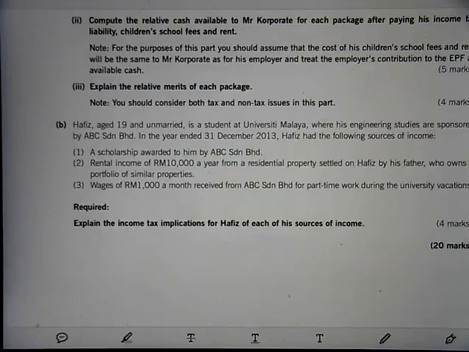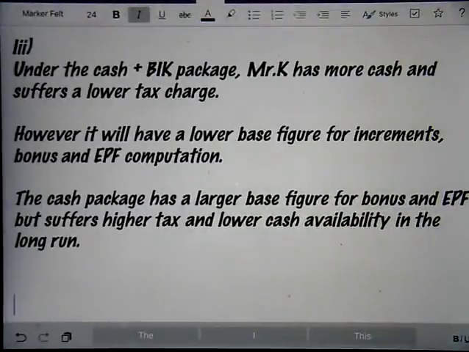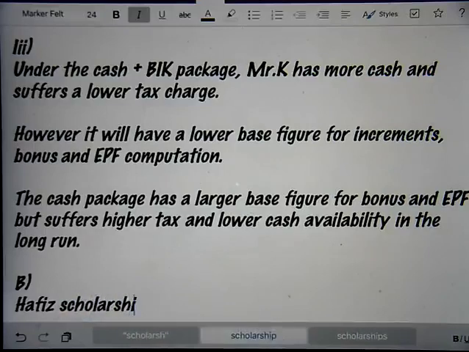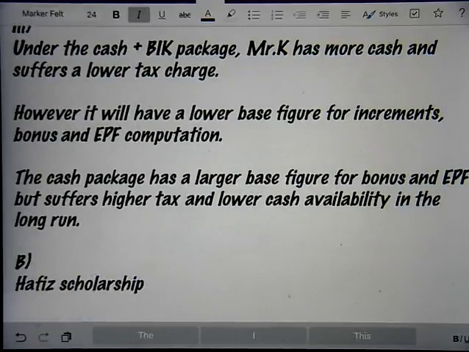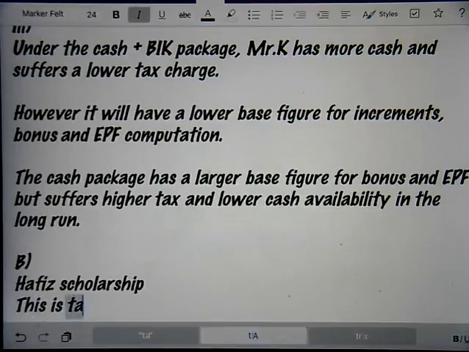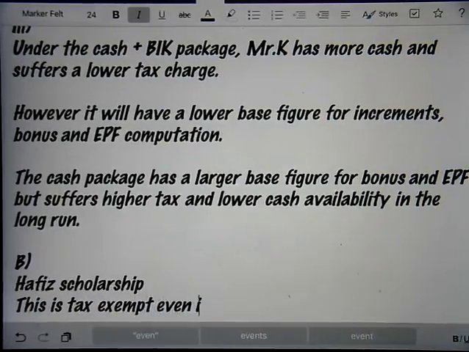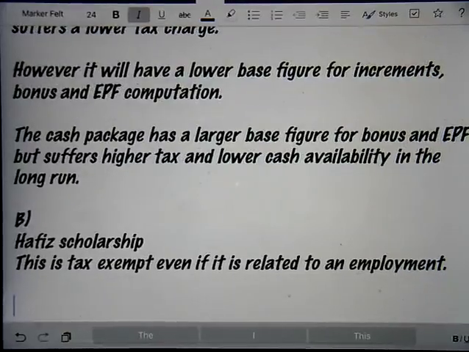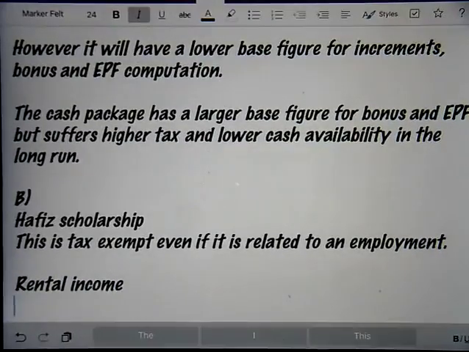Okay. So what about Hafiz's situation here? What will happen to his income? There are how many sources here? Let's go one by one for Hafiz. This is part B. Hafiz scholarship. Okay, what about the scholarship? What about his rental income? Tax under his father, because his father is the settlor and Hafiz is unmarried and below 21 years old.